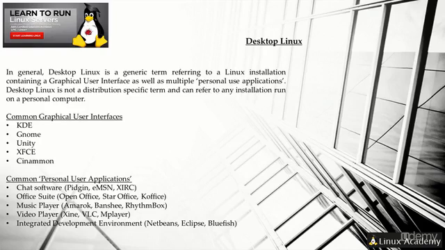Well, let's start with the desktop. So in general, a desktop Linux is a generic term referring to a Linux installation that contains a GUI, or a graphical user interface, and a number of personal use applications. Desktop Linux is not a distribution-specific term, meaning it's the same for Red Hat Linux as it is for Ubuntu, for example, and can refer to any installation run on your personal computer. It can run on a server. Some people do use server-type systems to run desktop installations, but predominantly you'll find it on your desktop or your workstation.